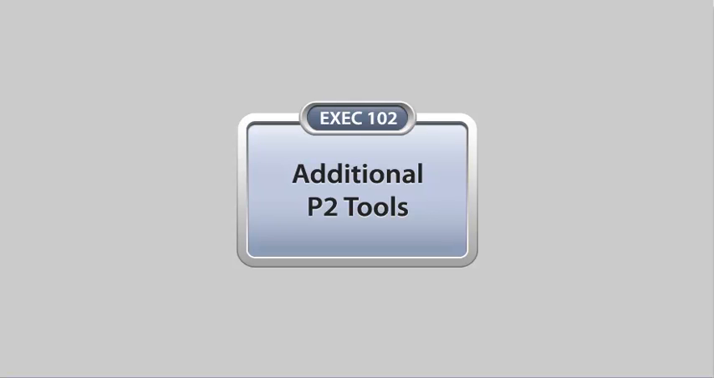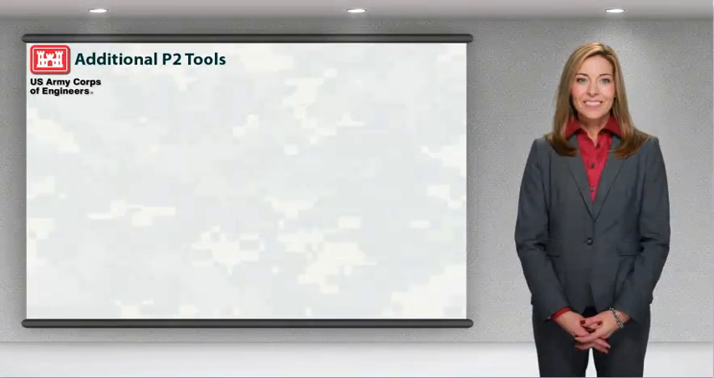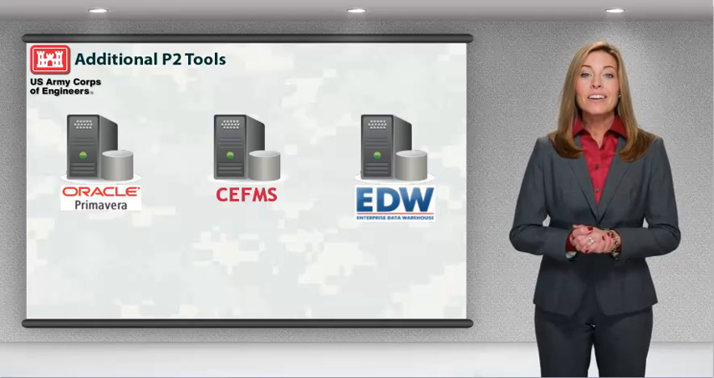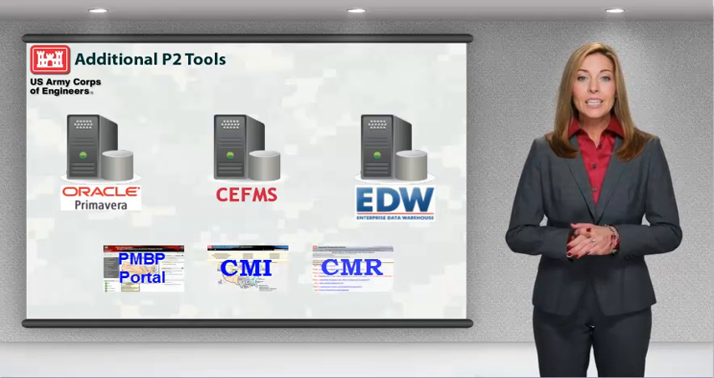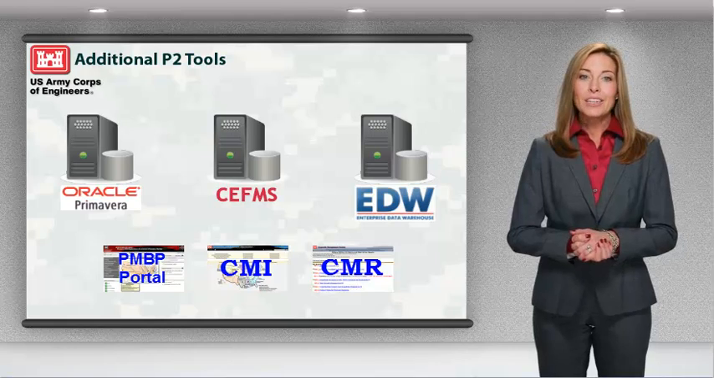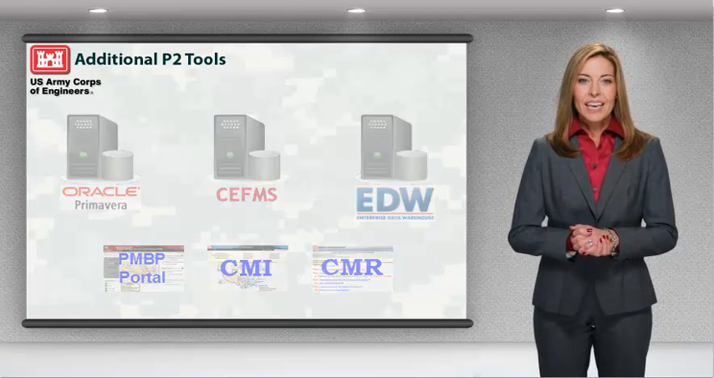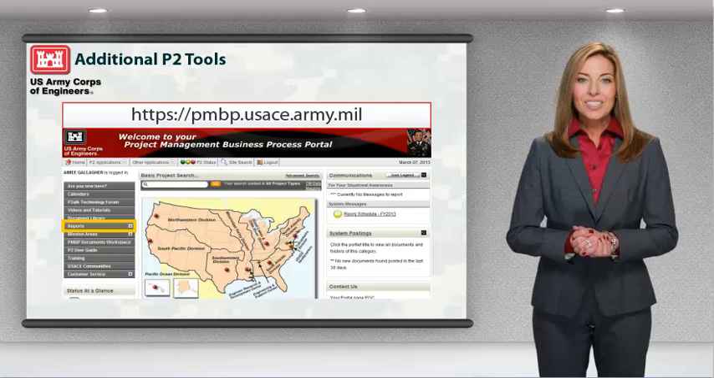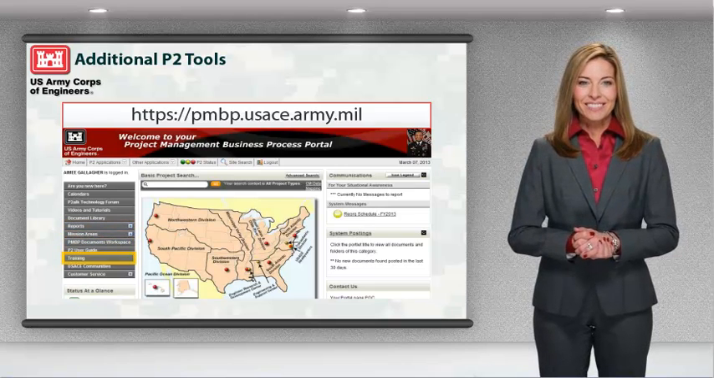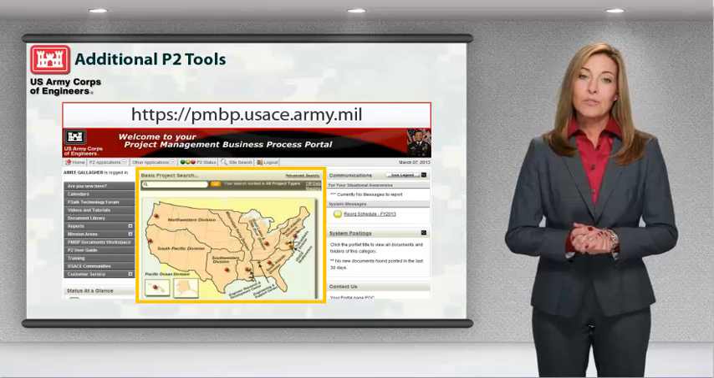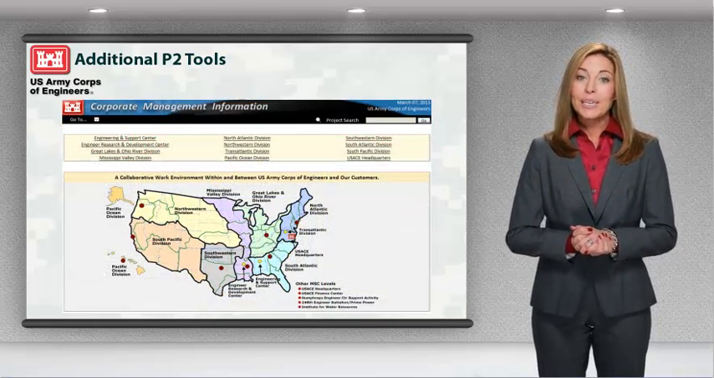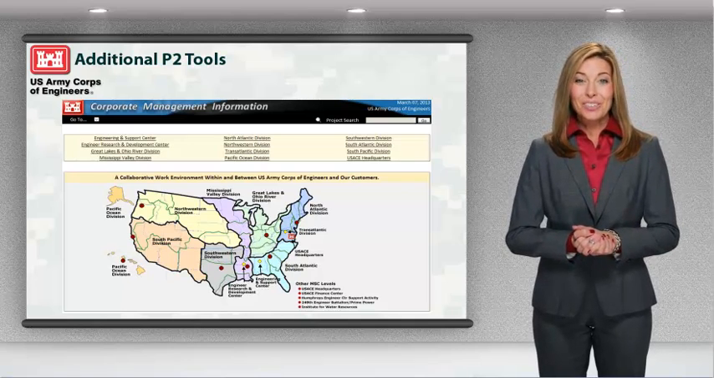Additional P2 tools. In addition to Primavera, CFMS, and the EDW, there are a number of P2 tools that the PDT utilizes to support their efforts in managing programs and projects. The PMBP portal is a website that is your gateway to all P2 and PMBP applications, reports, documentation, and training. The Corporate Management Information website, or CMI, is a collaborative work environment between PDT members and their customers.